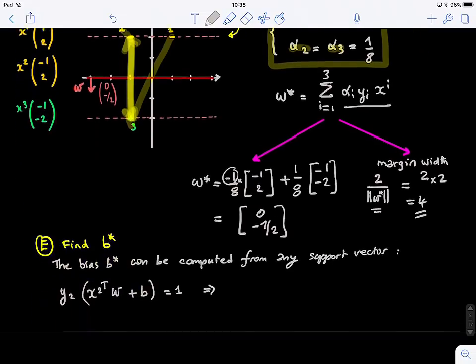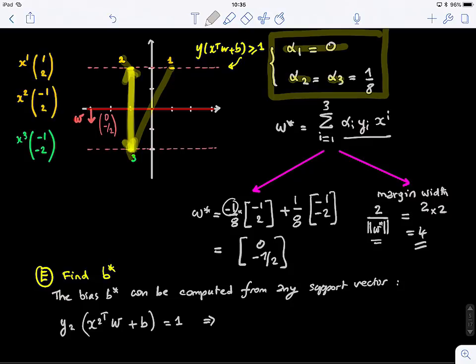Great. Now, the last step is finding the b star. To do that, in the last lecture we saw that we can select any support vector and just plug it in. So we selected point x2, and we have this formula: y2 times (x2 transpose w plus b) is equal to 1, right? In this case, we're going to get the b. So the b is equal to what? Anyone? Just by looking at the figure, you can guess, but if you derive it, if you write it down.